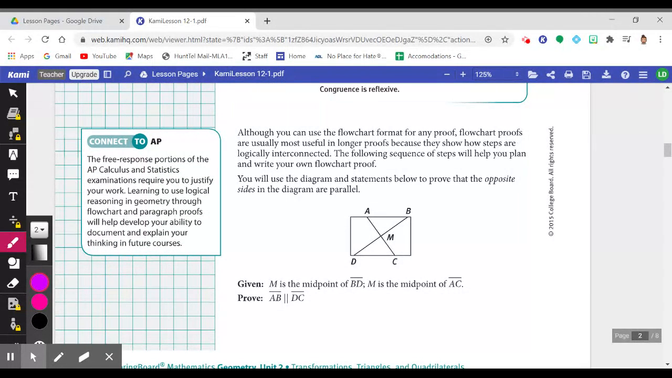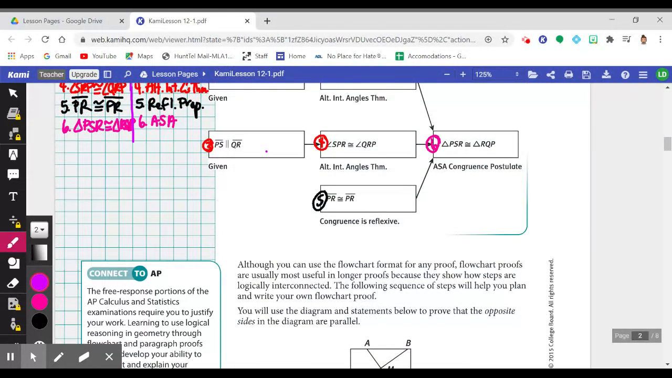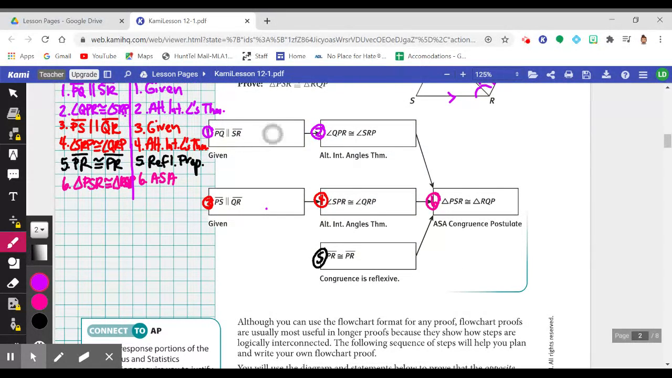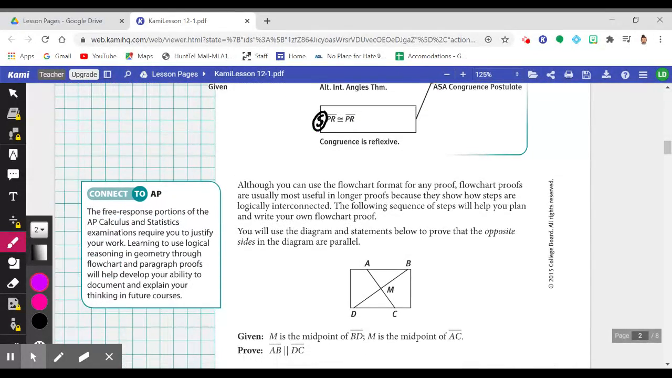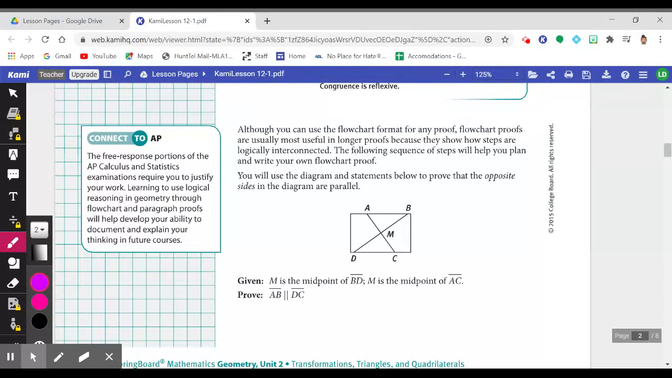Now the text tells us, although you can use the flowchart format for any proof, flowchart proofs are usually most useful in longer proofs because they show how steps are logically interconnected. That's what we use the arrows for: how these statements, these three, are connected to this one, and how this statement leads us to this, which ultimately leads us here. The following sequence of steps will help you plan and write your own flowchart proof.